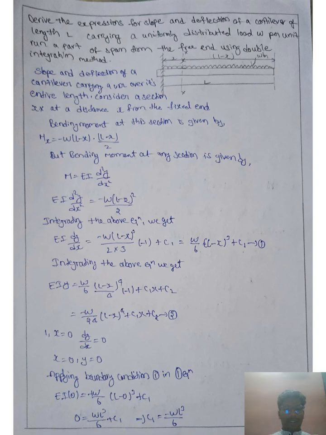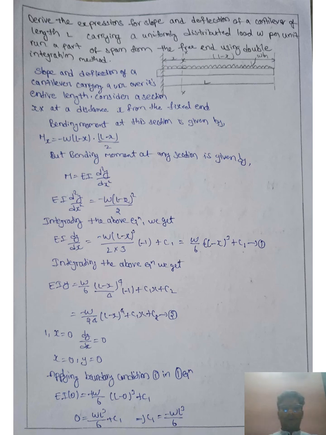Next, we integrate this equation. E I d square y by d x square equals minus W (L minus x) square by 2. Integrating, we get E I d y by d x equals W by 6 (L minus x) cube plus C1. It is denoted as equation 1.